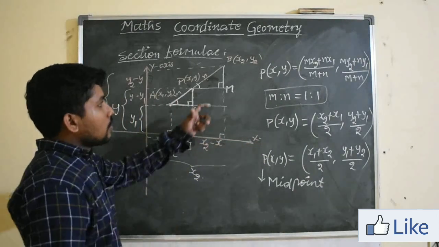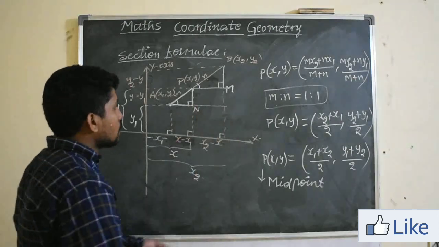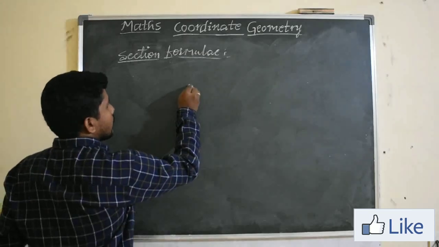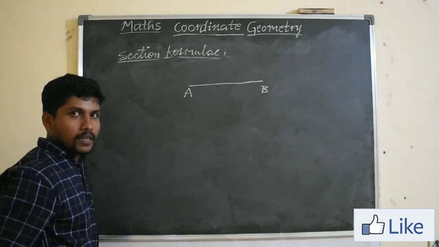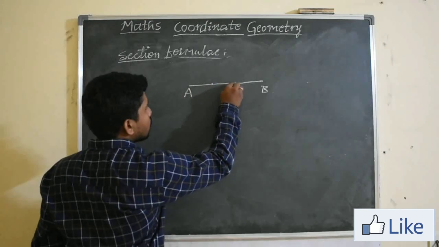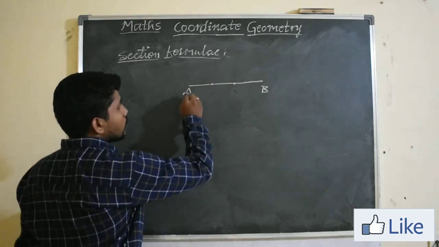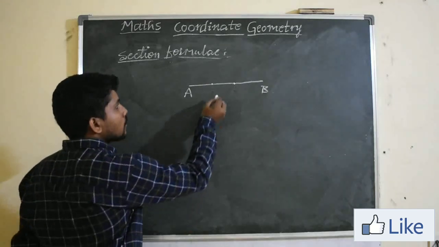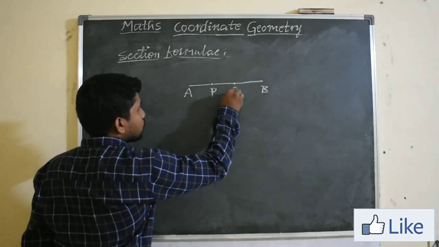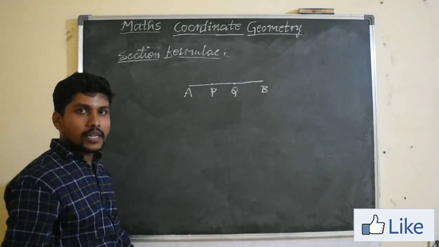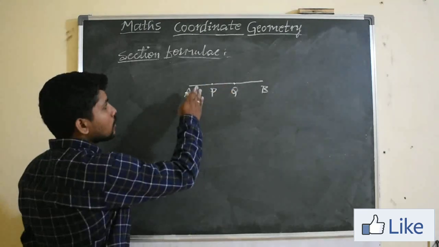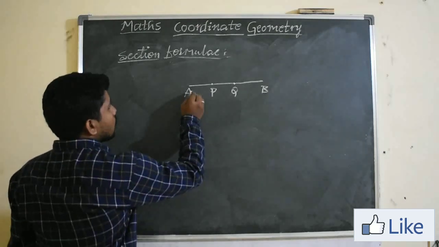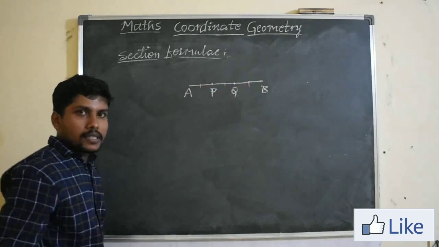Now we'll see a line segment when it is divided into 3 parts. Now a line segment AB is taken. This line segment is divided into 3 equal parts. So when we are dividing a line segment into 3 equal parts, we require 2 points. To divide a line segment into 3 equal parts, we require 2 points. Now all 3 are equal parts.